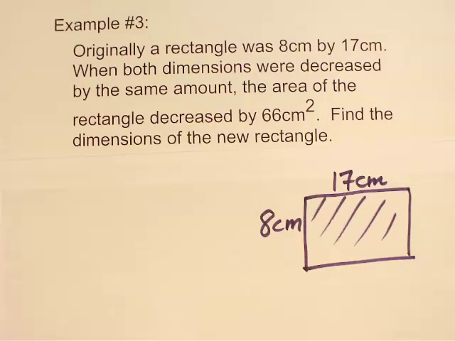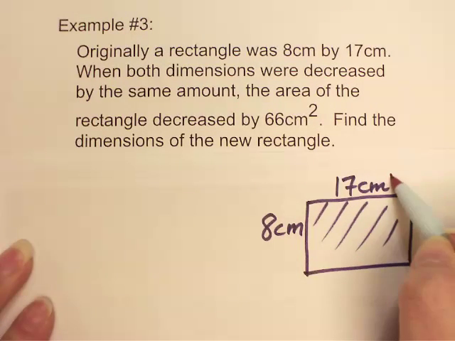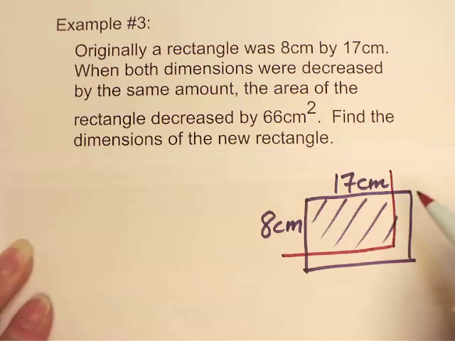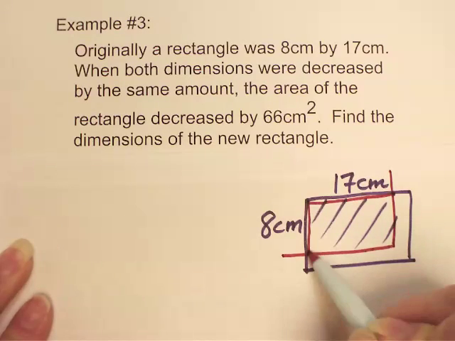When both dimensions were decreased, in other words, I'm going to make it smaller. I'm going to use a different color here. I'm going to cut off a piece here, and then cut off a piece here, and I'm going to make a smaller rectangle in here.